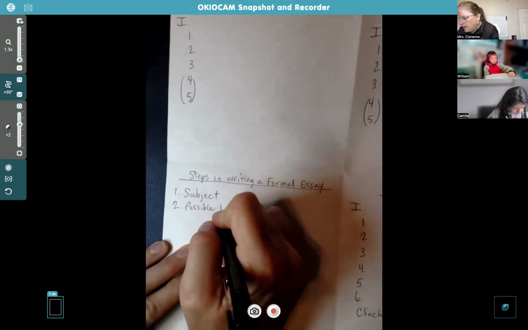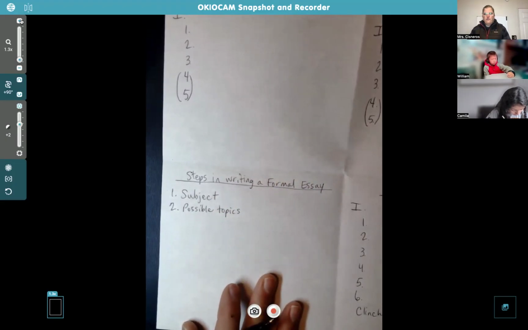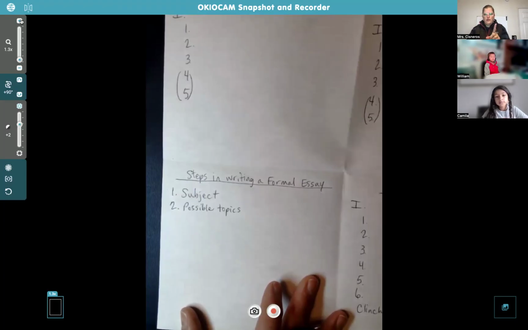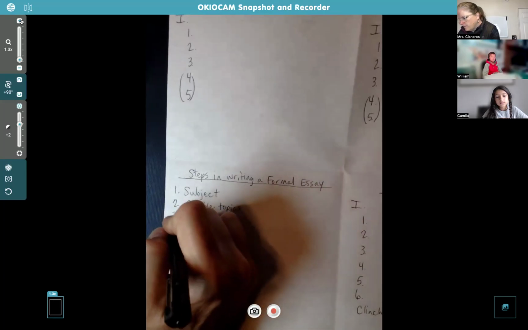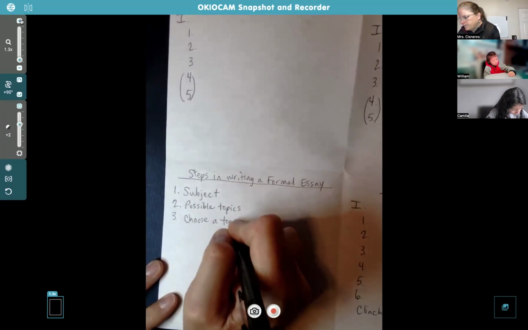Possible topics. That's when we read the articles and find out what each paragraph is mostly about. Then we take notes on the articles in the margin: what is this paragraph mostly about? These are possible topics. That's how you find them. Okay, and then after you make your list of all the possible topics, you have to choose one, right? That's the next step. Choose a topic.